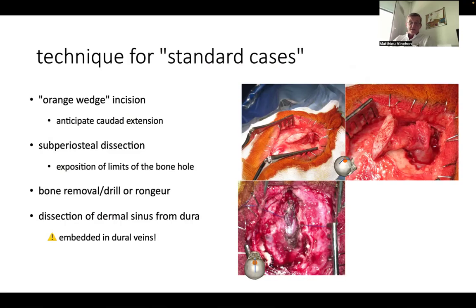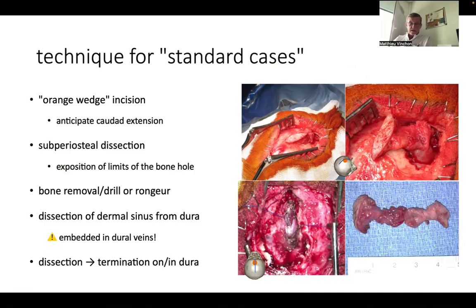And you have to dissect the lesion from the dura mater, which is gorged with venous sinuses. So, as I said, the fistula can be embedded in the dural veins, and hemostasis can be difficult in some cases, requiring a number of hemoclips like here. And in the end, you terminate the dissection on or in the dura or in the cerebellum in some cases.